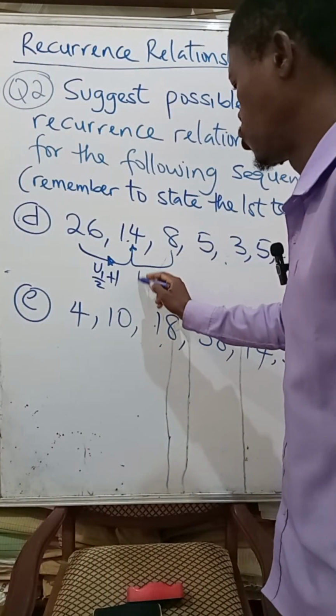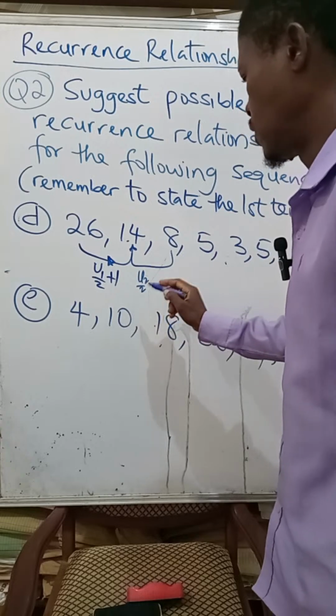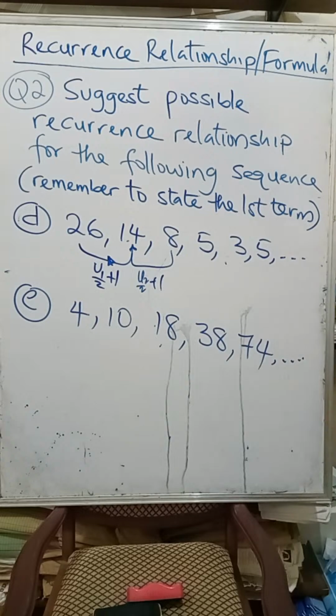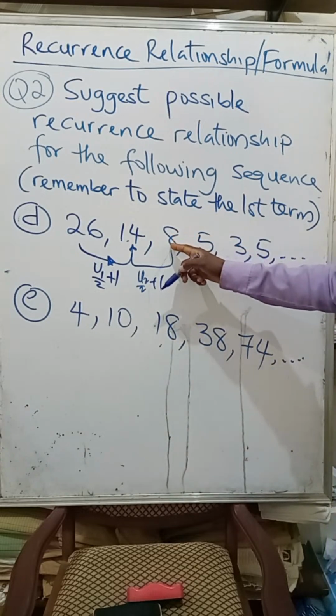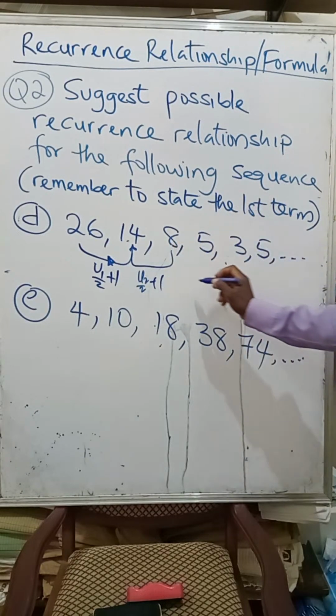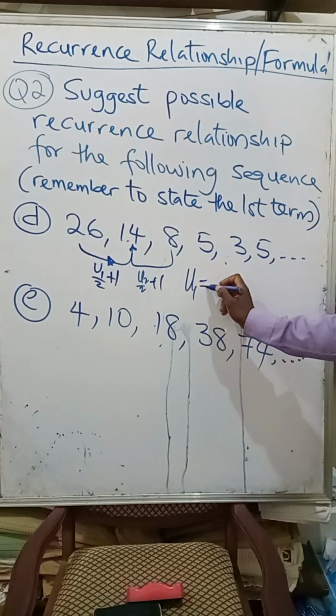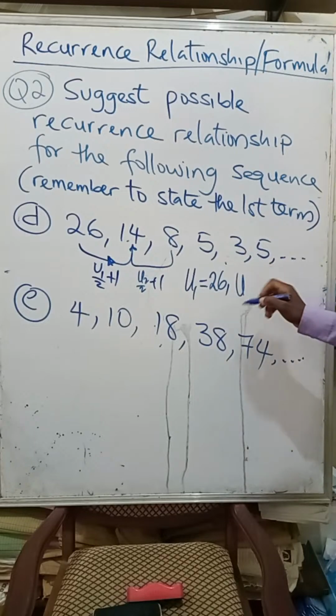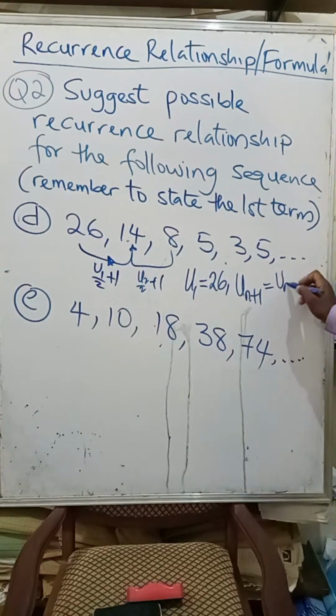Divided by 2, that's U2 over 2 plus 1. 14 over 2 is 7 plus 1. This one also, 8 over 2 is 4 plus 1, 5. So we can say the first term is 26. The general term, the recurrence formula, will be U subscript n plus 1 equal to Un over 2, and then plus 1. So that's the formula.